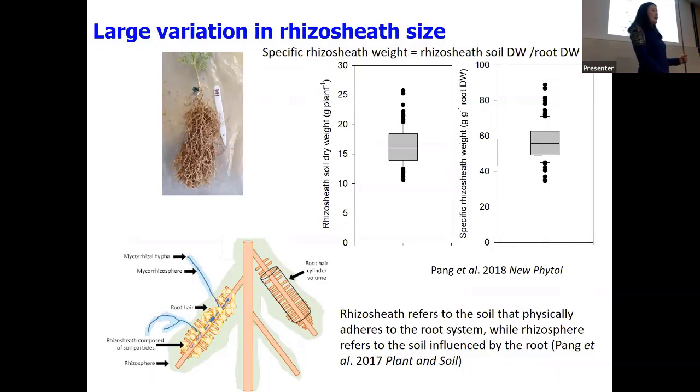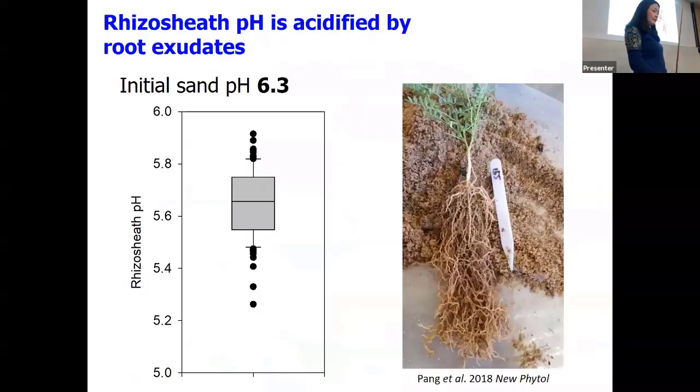And this is rhizosheath size. Here I maybe explain a bit what is rhizosheath. If we take plants out of the pots, we have a bit of shake. Any soil remaining attached on the roots is called rhizosheath soil. So there is large variation in rhizosheath soil dry weight and specific rhizosheath soil weight. We found rhizosheath soil pH was acidified by root exudates, and again, large variation among genotypes.